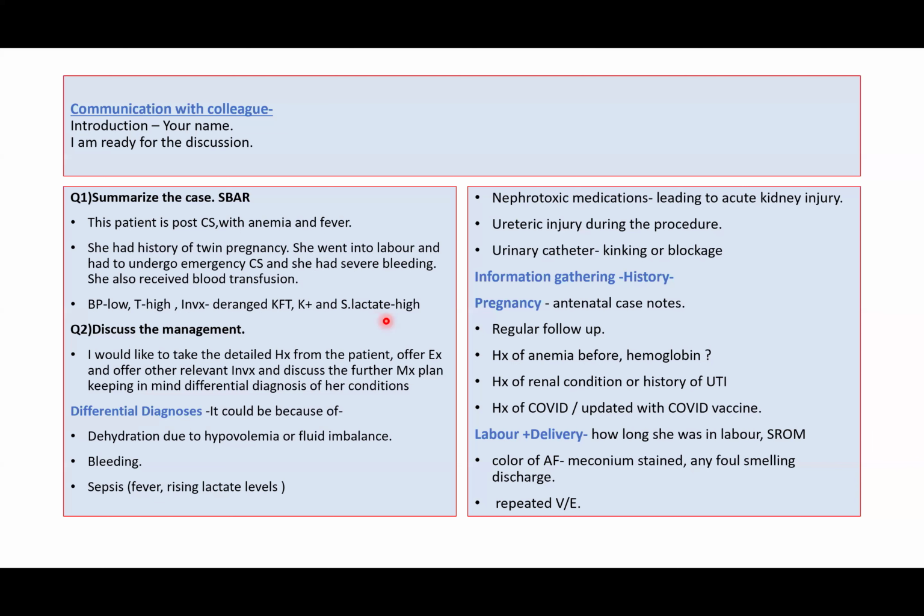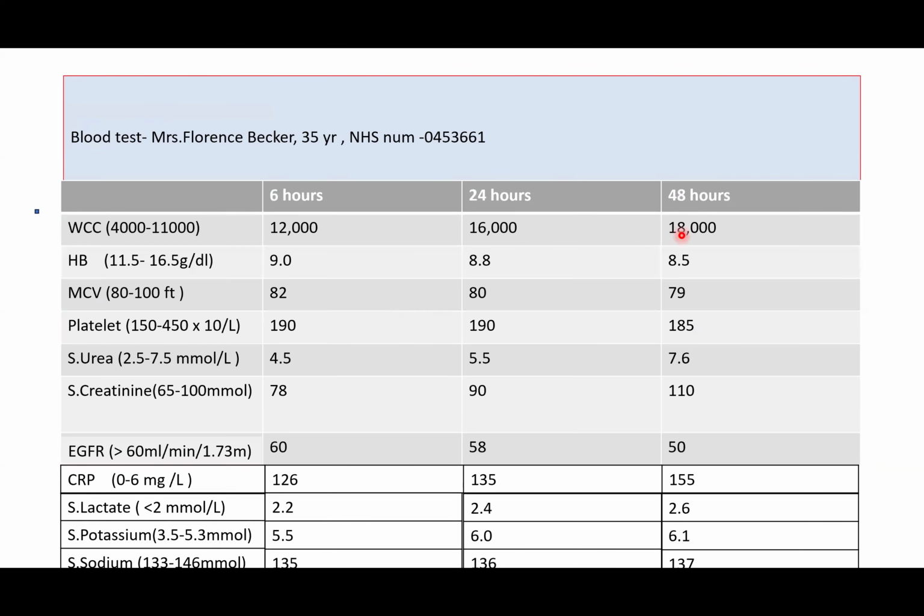So in the examination, when you get the chart, of course, you have to quickly see the last 48 hours, what's happening here. This is always important. So the white cell count is very high, hemoglobin is low. MCV is slightly low and platelets are normal. Just quickly have a glance. Urea is high, creatinine is high, and then your lactate is also high. And potassium 6.1. This is also high. Okay.